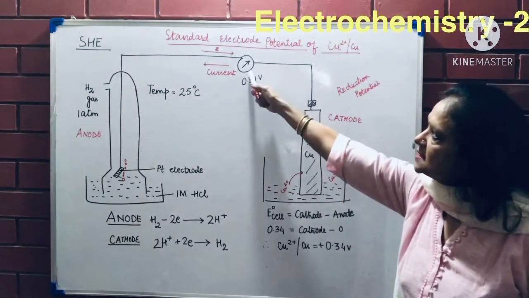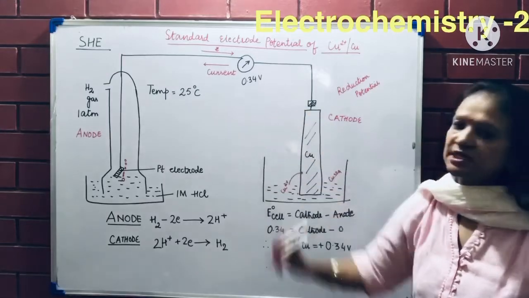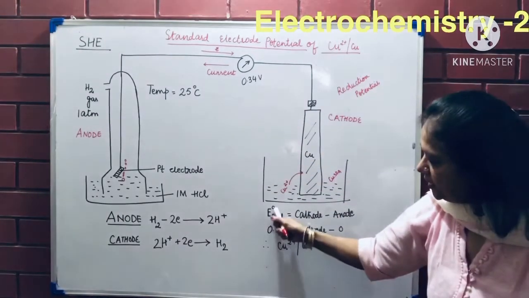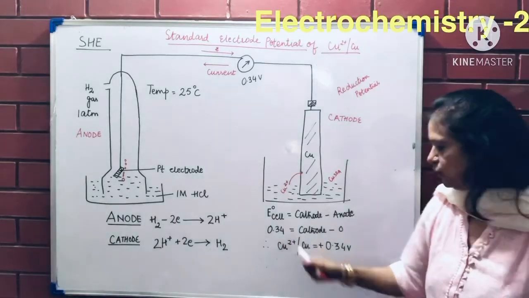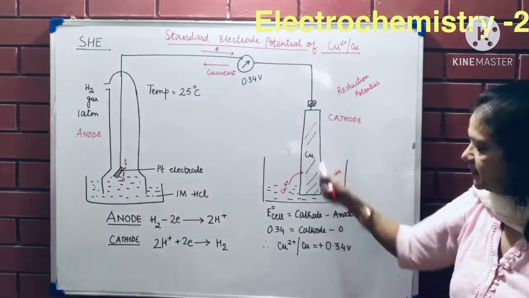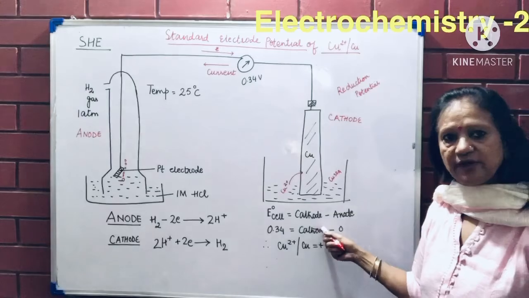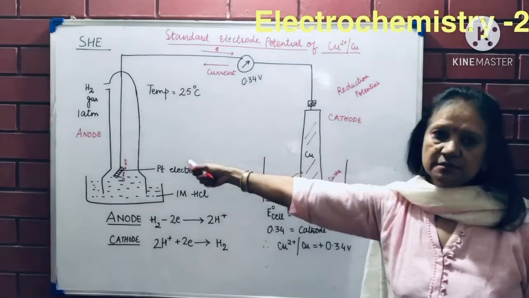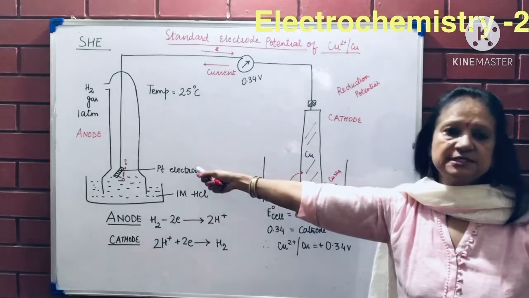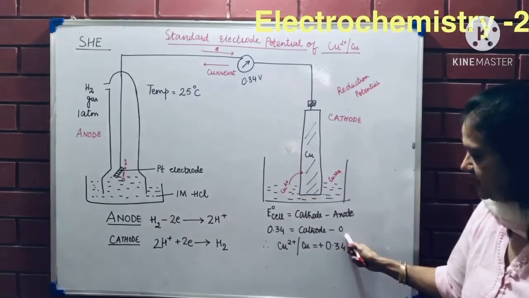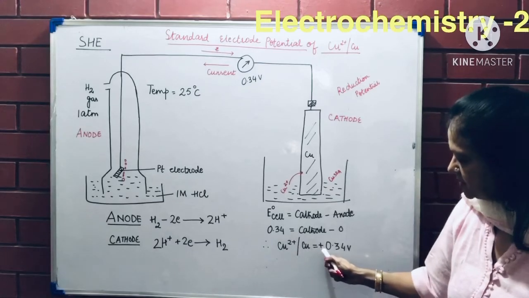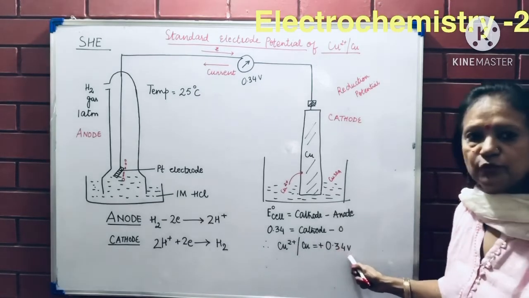The value that I see here, which the galvanometer tells me, is 0.34. So I've written E naught of the cell is 0.34 is equal to, this was acting as a cathode, I'm finding out the value of cathode, minus anode. Anode is a reference electrode which is taken as 0. So minus 0. So copper 2 plus to copper, the answer is plus 0.34 volts.